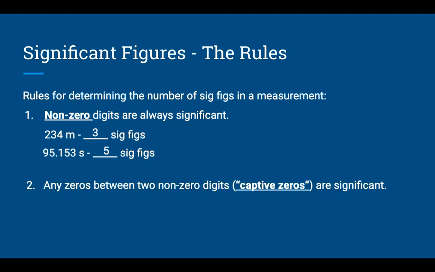If you have zeros between two non-zero digits, these are called captive zeros, and they are significant. So 1004 joules, those zeros in there are significant. If you didn't have them, the number would be completely different. So there are 4 sig figs here. 12.0345 newtons. That 0 is stuck between a 2 and a 3. It's a captive zero, therefore it's significant. So there are 6 sig figs in that value.